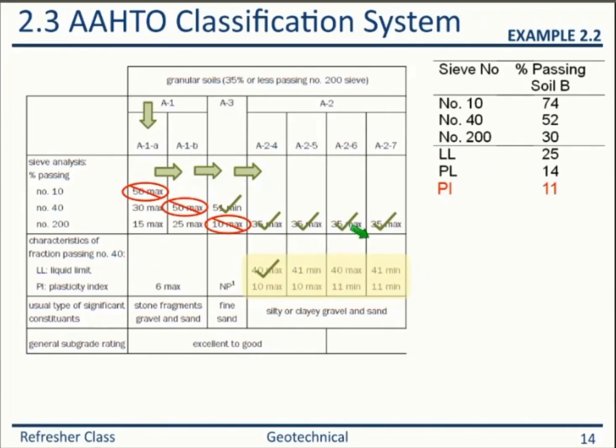If you come here, plasticity index is maximum 10, your plasticity index is 11, that is not correct. When you move here, again your liquid limit should be minimum 41, your liquid limit is 25, so that's not correct. If you move here, liquid limit should be maximum 40, here it is 25, that's correct. And plasticity index should be minimum 11, soil sample B has just 11, so that's also correct. It means there is no more requirement, therefore your soil is A-2-6. You will have the same answer. Okay? Table 2.1 is much easier to use for this problem. Yes.